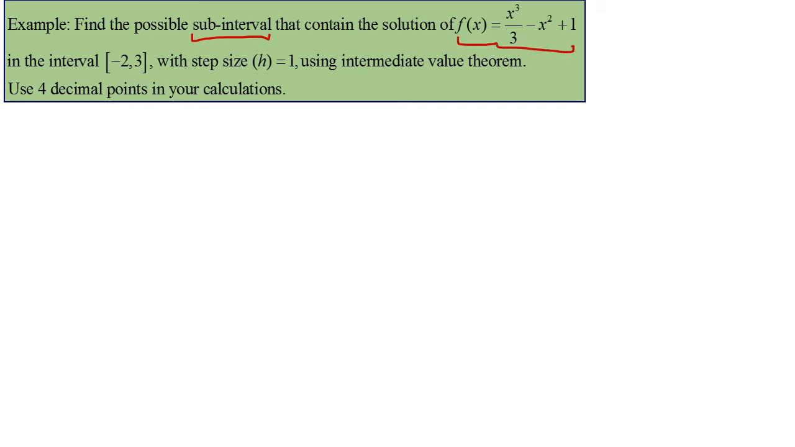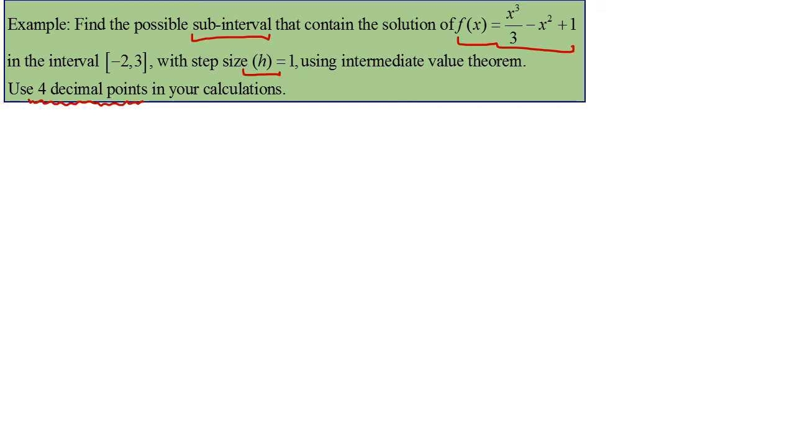So you are given the step size here, which is denoted as h. Another thing is, the question asks you to use 4 decimal points. So you have to follow this. Please don't use less than 4 decimal points. You can use more than 4, but please not less than 4. Otherwise, your answer will be quite different from the solution given in the question.